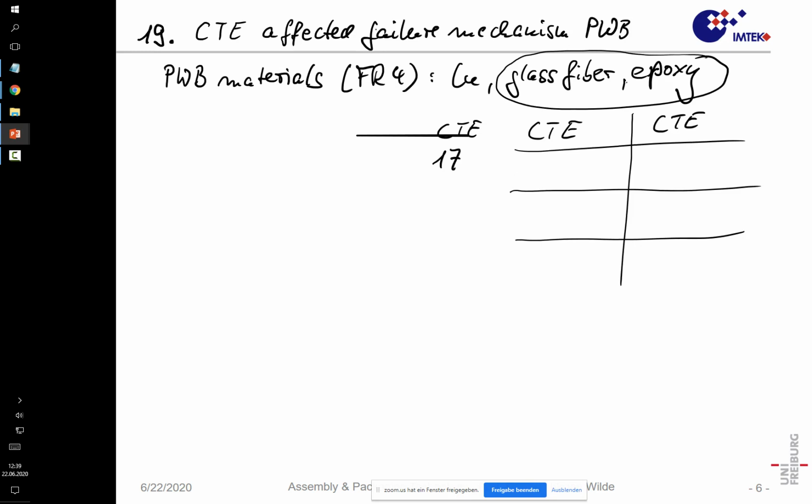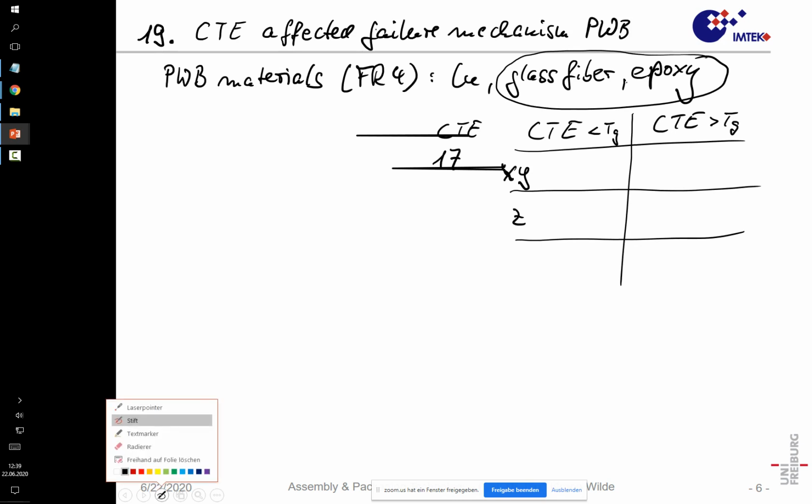We have a different direction, X, Y, and Z, and also the glass transition temperature. Okay, yes, we have X, Y, Z. And what else do we have? We have below Tg and above Tg. What is a Tg? Can you? Yeah, good, but what is the origin of that glass transition?